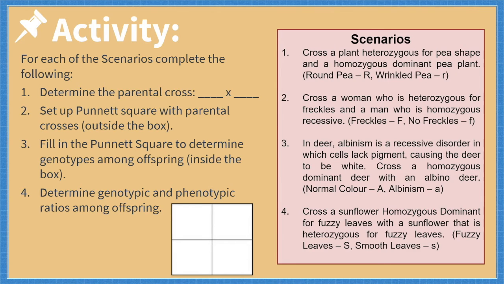So we're actually going to practice doing Punnett squares. And we've got 4 examples here for you to go through. You need to follow the steps laid out on the left. You need to work out what the parental cross is, so you need to work out the genotypes of each parent. You then need to set up your Punnett square. You then need to fill in the boxes in the middle to work out what your offspring could possibly be. And then you need to work out the genotypic and phenotypic ratios, or the percentages.